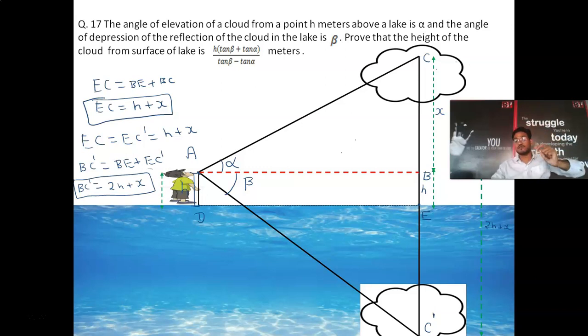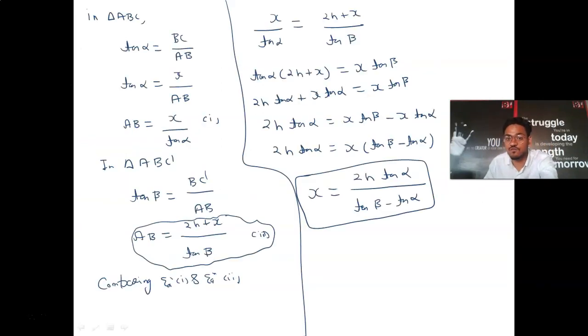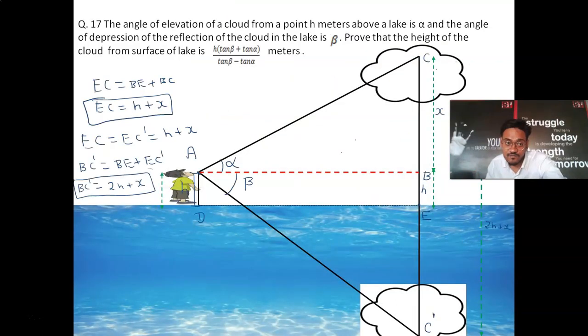Now students, if the question had asked you to prove the height of the cloud from the point of observation, this should be the answer, 2h tan alpha upon tan beta minus tan alpha. So the question can be asked up to here also. But we have been asked something further: the height of the cloud from the surface of the lake. So we have to find the height EC.